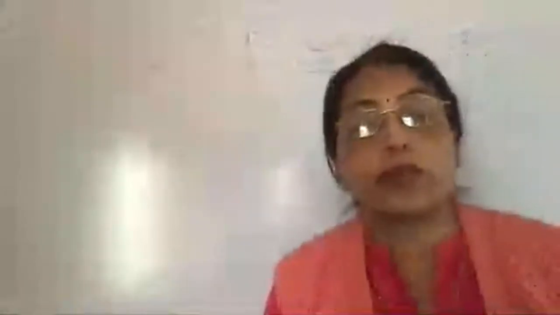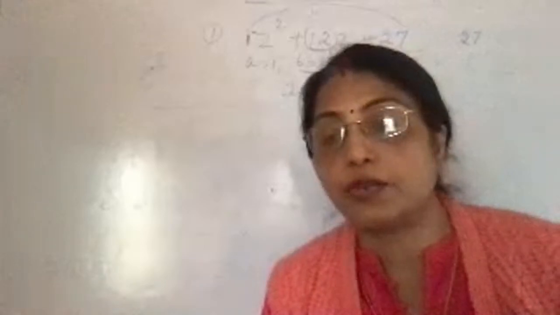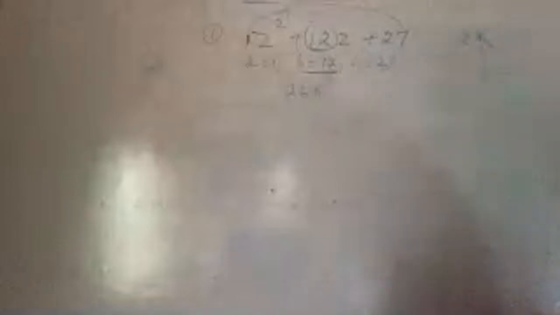Now how will we break it? Suppose, so we go for prime factorization. Prime factorization, all of you know how we do it? So suppose 27, I am writing here, there are two and only two factors.